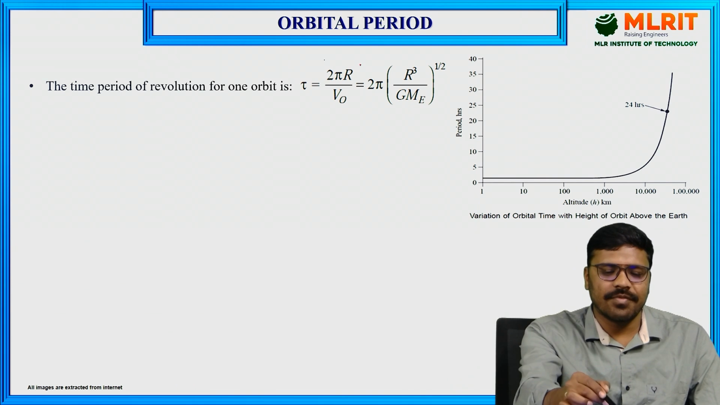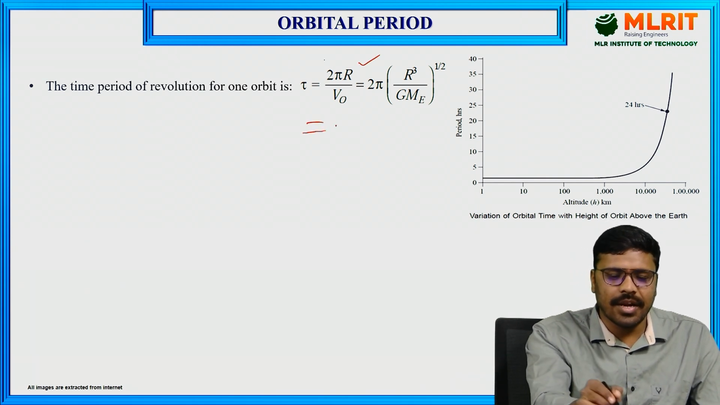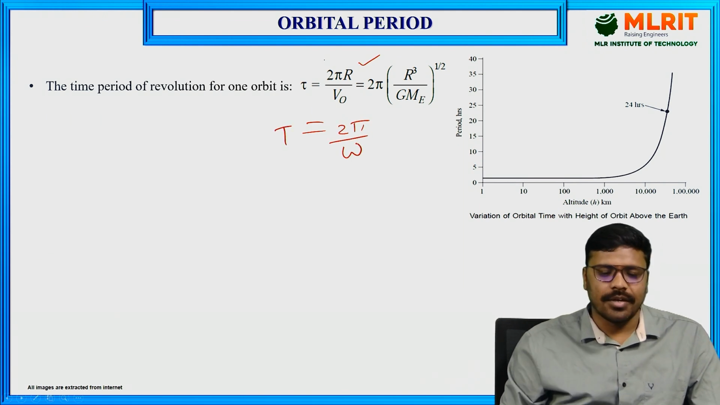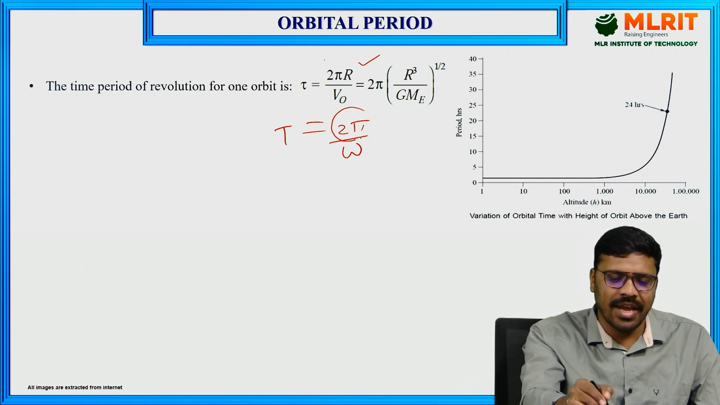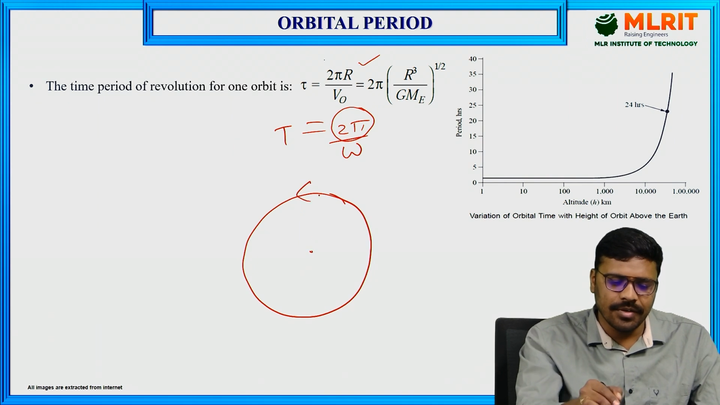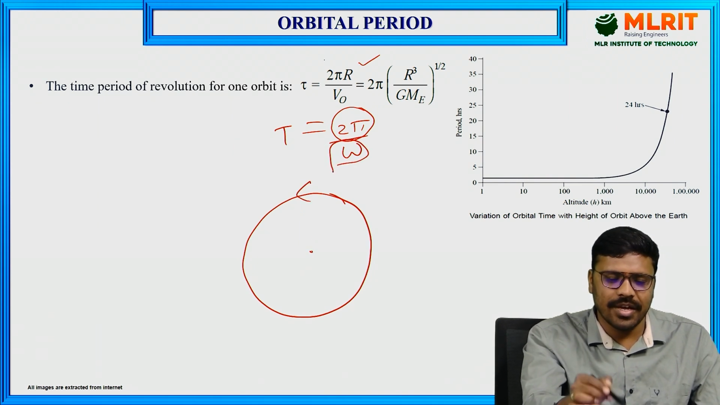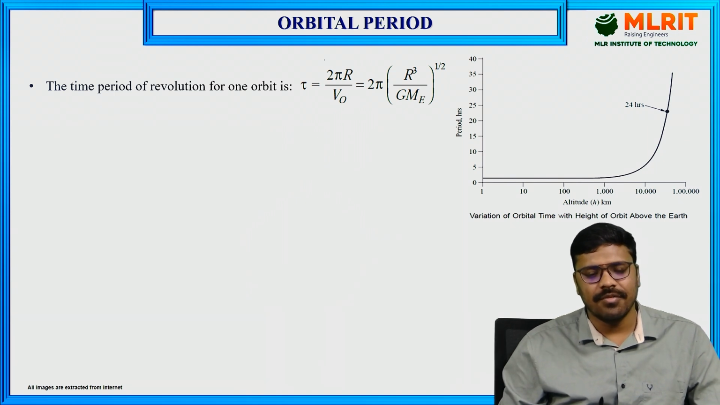By this equation we can calculate the orbital time period, and this can also be written in terms of angular velocity omega, as T equals 2 pi by omega. If you want to consider the angular distance, this 2 pi is the angular distance covered by the object, that is 2 pi radians in one rotation, and the velocity is angular velocity omega. So like this we can calculate time period with respect to linear velocity and with respect to angular velocity.